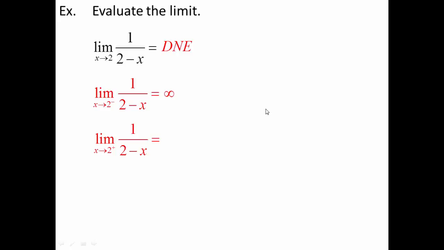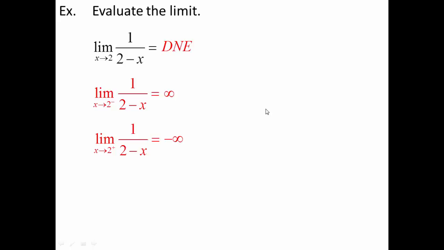On the right side of 2 would be 2.1. 2 minus 2.1 would give me a negative answer. Therefore, negative infinity. So when I recognize that a limit is 1 over 0, that's telling me that I have a vertical asymptote. The question then becomes, is it going to positive or negative infinity? Just pick a number on the left and right side of that boundary value to determine whether it's going to be positive or negative.